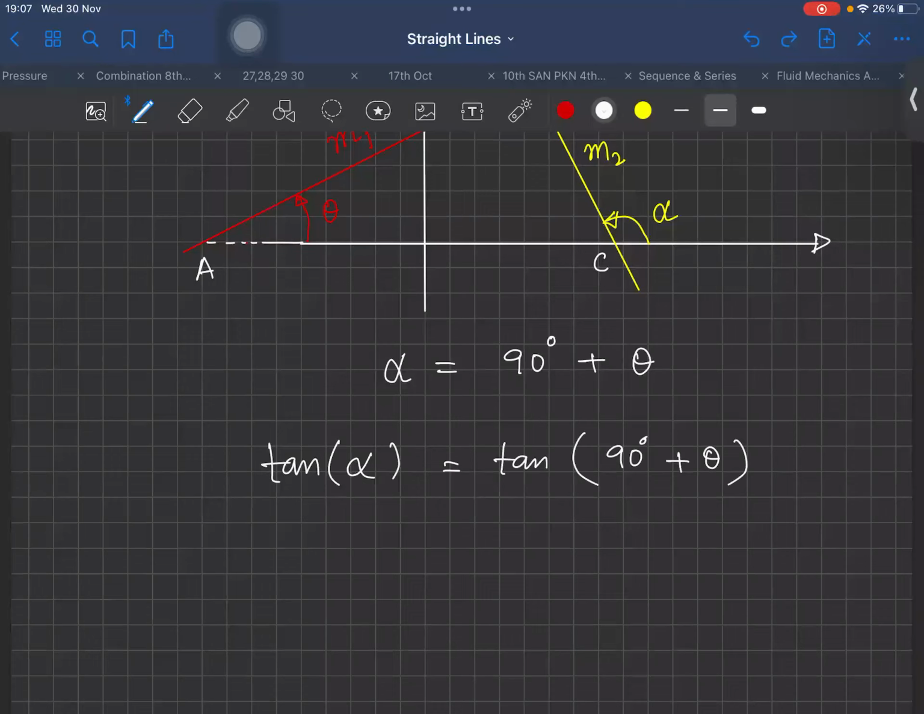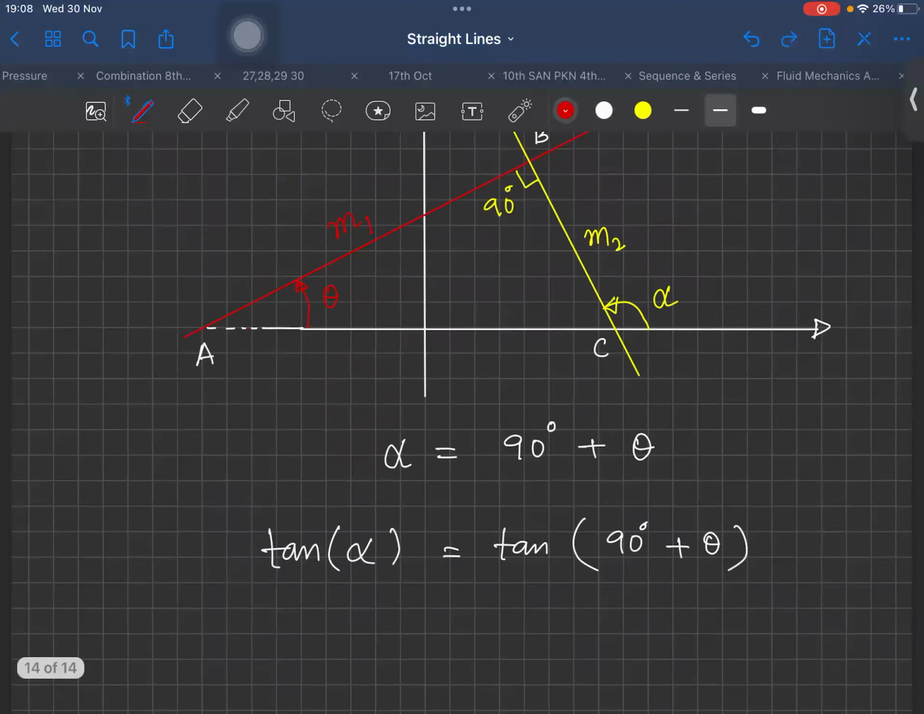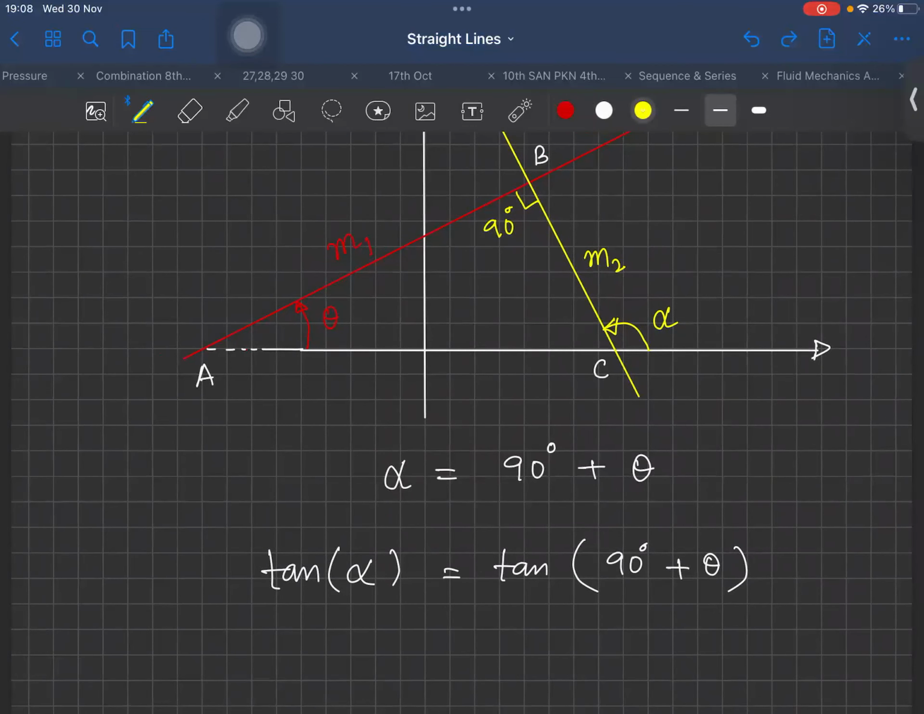Whatever operation we do on both sides, like multiplying by x, you multiply the complete side. Same thing we are doing here. Now tan alpha. What is tan of any angle? Slope of that line, right? So what is the slope of this line? It is M2. So M2 is equal to tan alpha, and now tan of (90 plus theta).